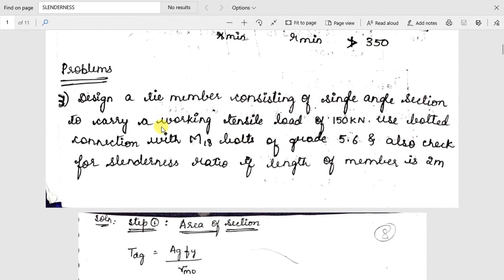So here he is asking you to design a tension member, and also he is saying that you have to use an angle section, particularly only one angle section, and the load acting on this section is 150 kN unfactored load, and you have to go for bolted connection with 18 mm diameter bolts of grade 5.6. So these are ordinary bolts, and also we are asked to check for slenderness ratio where the length of the member is 2 meters.